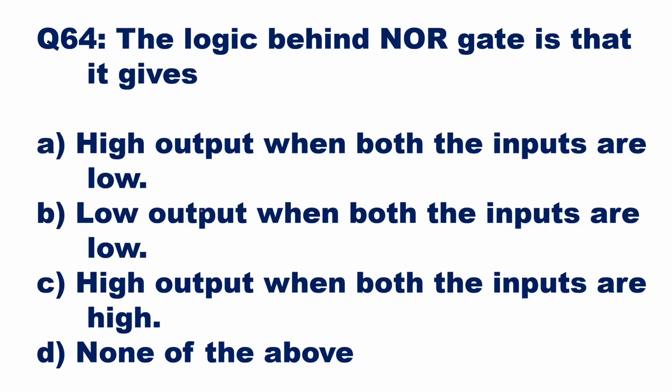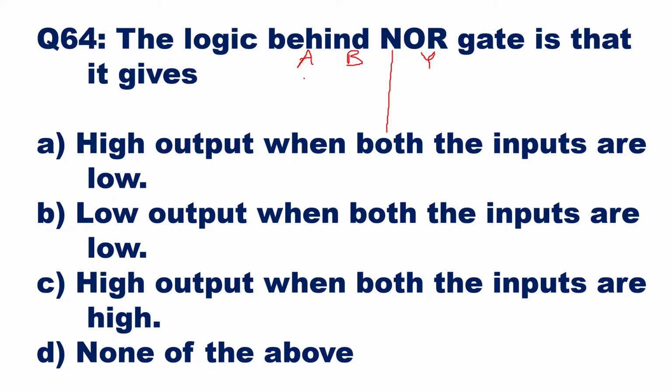The logic behind NOR gate is that it gives: high output when both the inputs are low, low output when both the inputs are low, high output when both the inputs are high, or none of the above. For this also we first have to remember the truth table for NOR gate. Say A and B are the inputs and Y is the output.